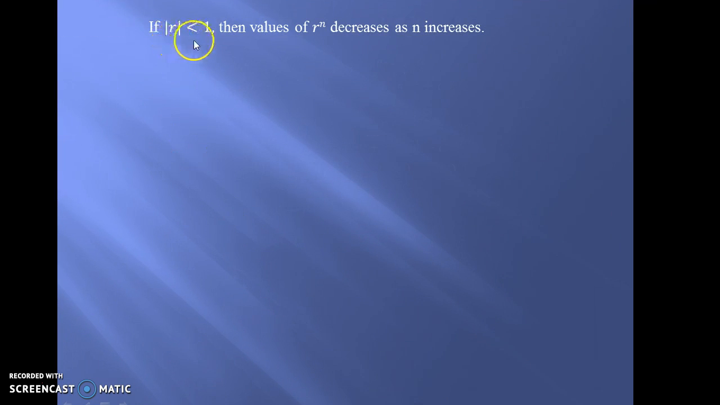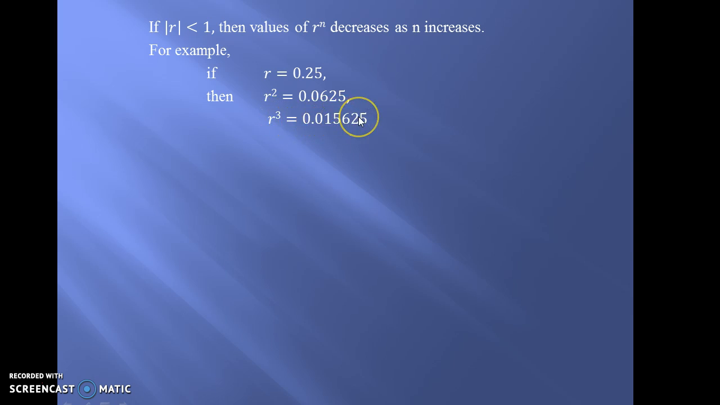If modulus of r is less than 1, then the values of r power n decrease as n increases. For example, if we take r equal to 0.25, then the value of r square is 0.0625, which is less than r. The value of r cube is 0.015625, which is less than that of r and r square. So, if n increases, then the value of r power n decreases.